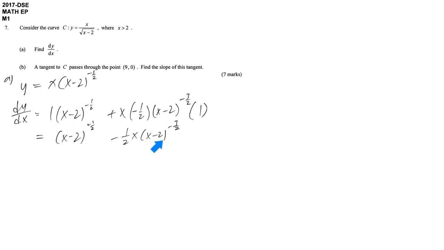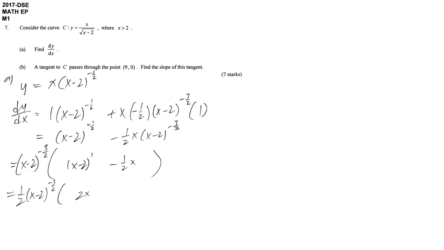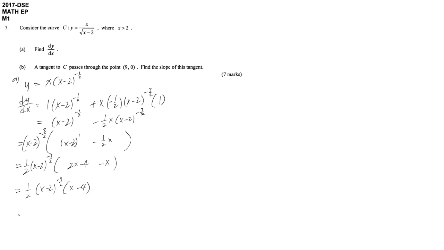Now we are going to take out the like terms. We are going to take out the common factor with the lowest power. So this time we take out (x minus 2) to the power of negative 3 over 2. The first term will give you (x minus 2) to the power of 1. And then you may extract 1 over 2 also. So we have 2x minus 4, and then we have 1x. So it is x minus 4 at the back. You may write in this format.